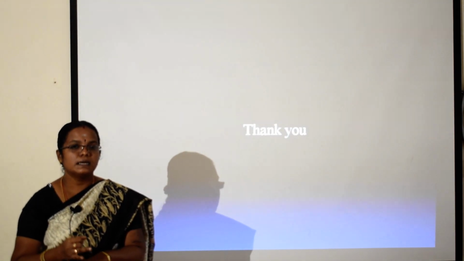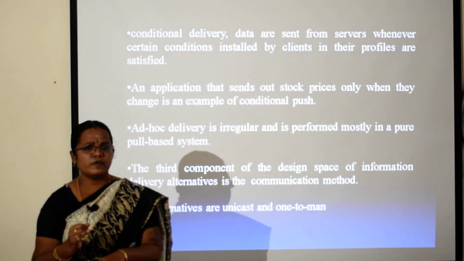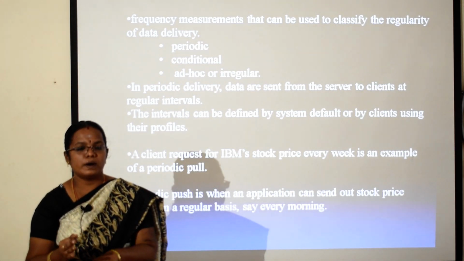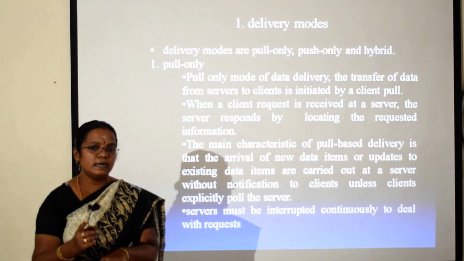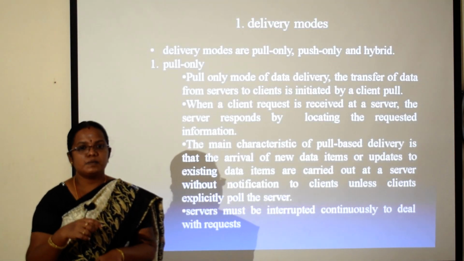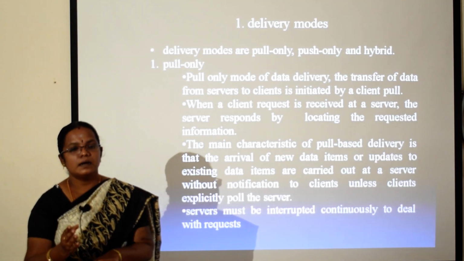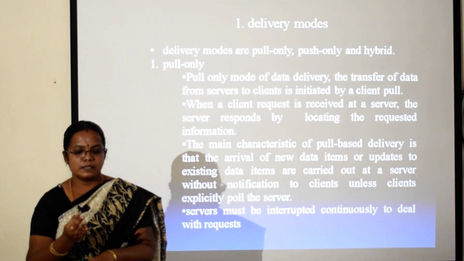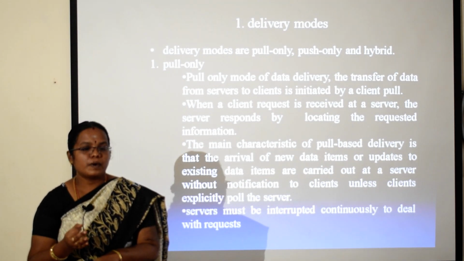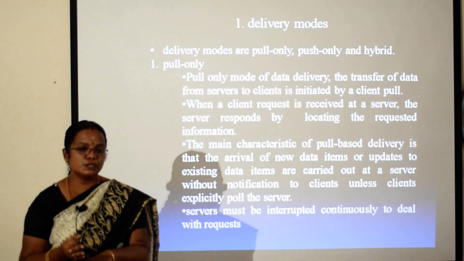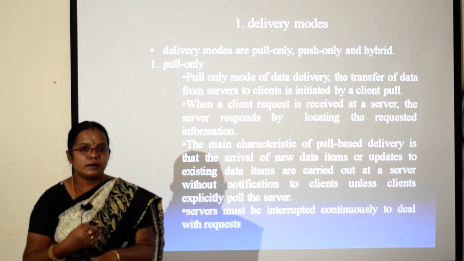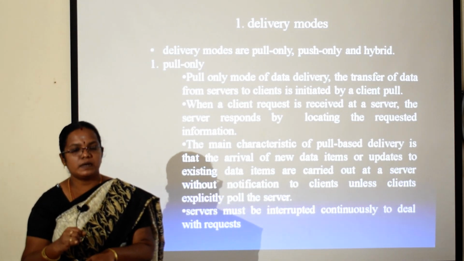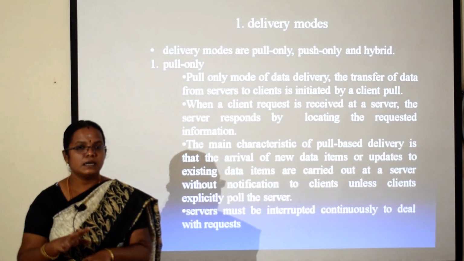In unicast, it's an example of communication between server and client in the form of a one-to-one relationship. At a time, the server will send the data to only one client. Whereas in broadcast or multicast, the data from the server is sent to more than one client at that particular time. These are the three orthogonal dimensions which we are going to use for measuring the performance of data delivery alternatives. One is the delivery mode, second one is the frequency, third one is the communication method.